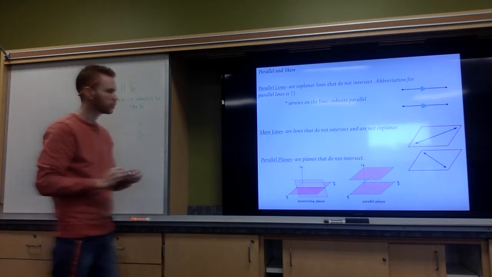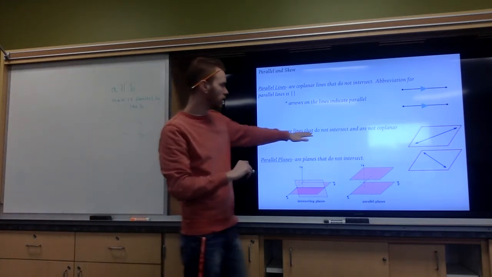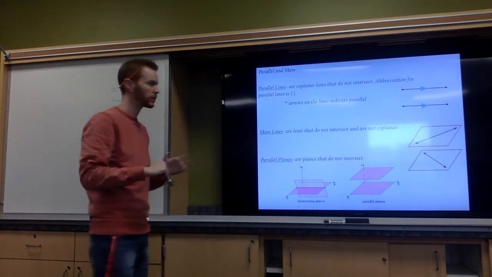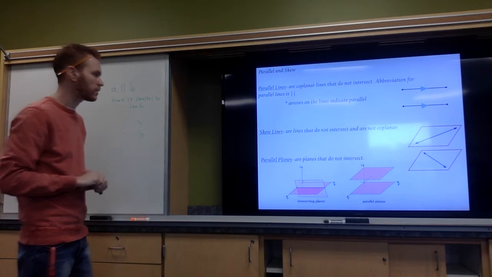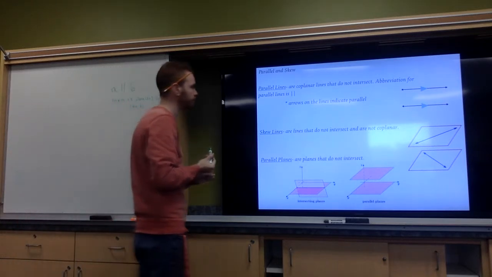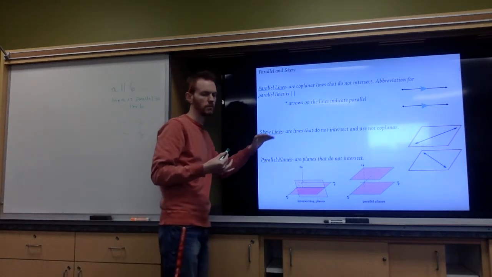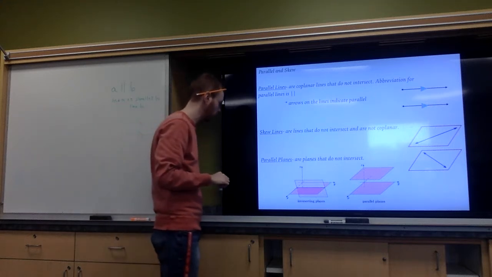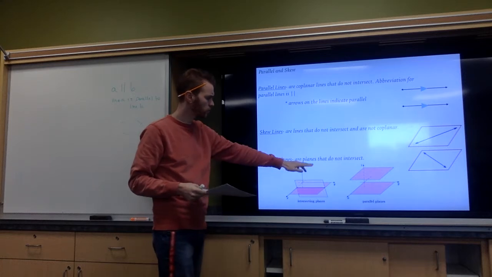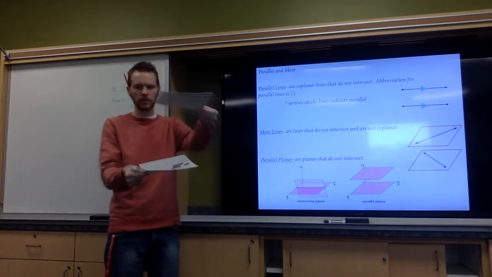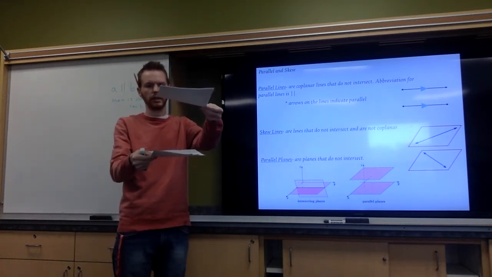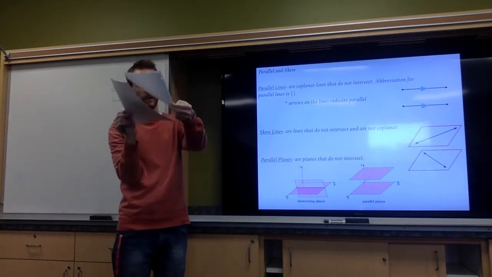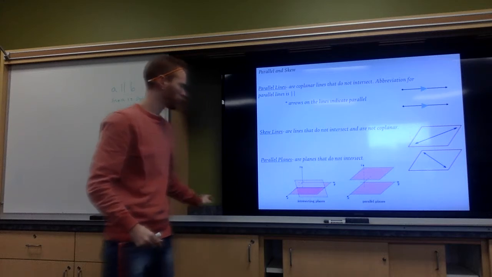All right. Skew lines, they don't intersect and they're not coplanar. So they're in different spaces entirely. Think of it this way: skew lines are not going to be parallel. So that's one way to differentiate between the two. And then parallel planes, that's where you have two planes that don't intersect. So there's two different cases there. Think of it as just pieces of paper. These would be parallel planes, vertically, diagonally, any sort of angle, as long as they don't cross each other.